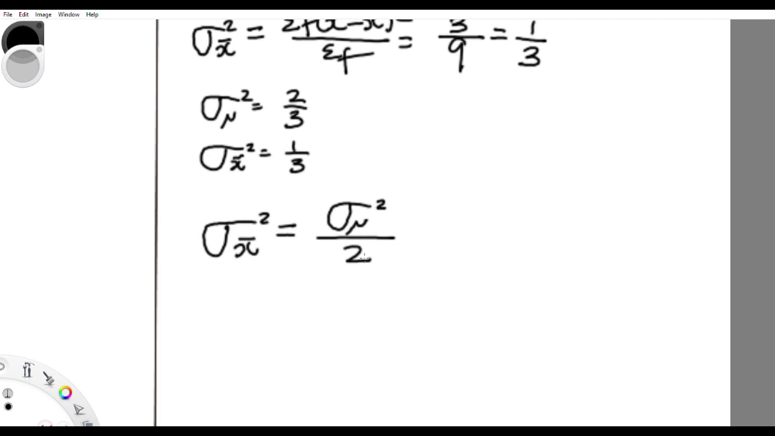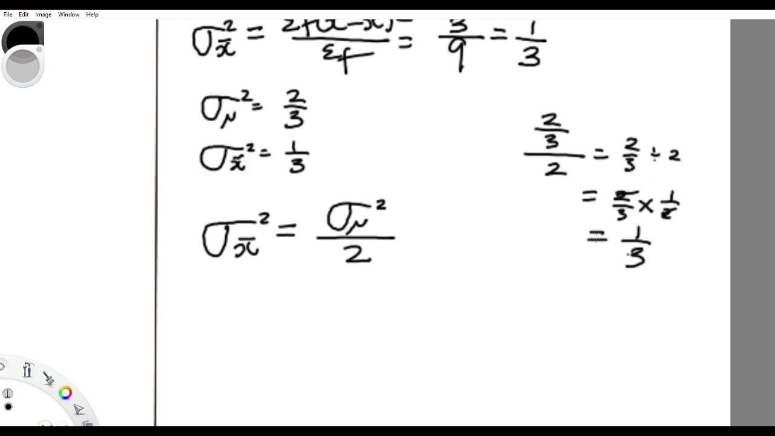Let's quickly work it out here, as 2 over 3 divided by 2. Now that's 2 over 3 divided by 2, which is the same as 2 over 3 times 1 over 2. This 2 cancels this 2. At the end of the day, you have 1 all over 3. So you can see that it is as if the sample variance is the population variance divided by 2. But where does this 2 come from? Is it the same for everything?